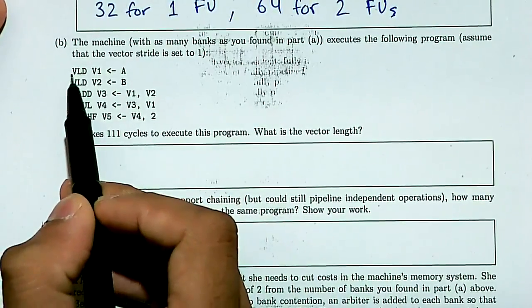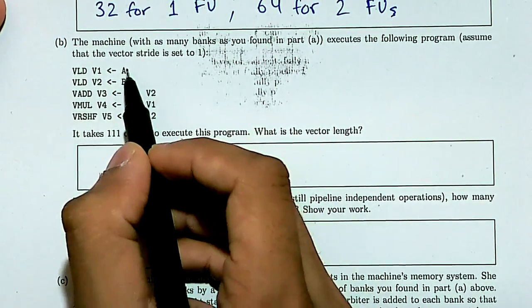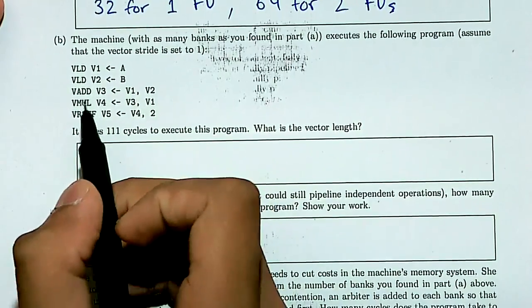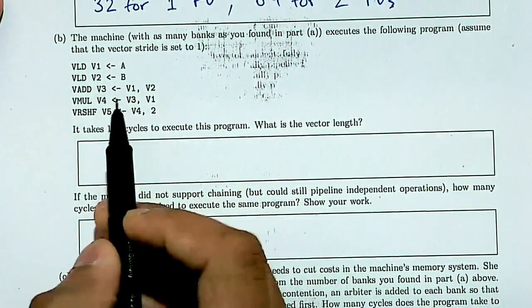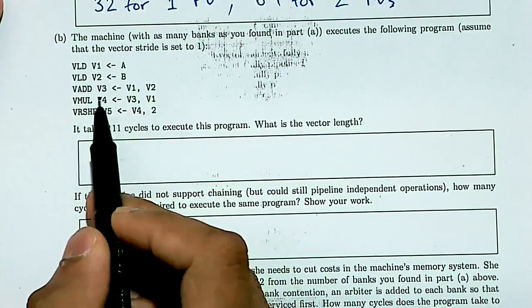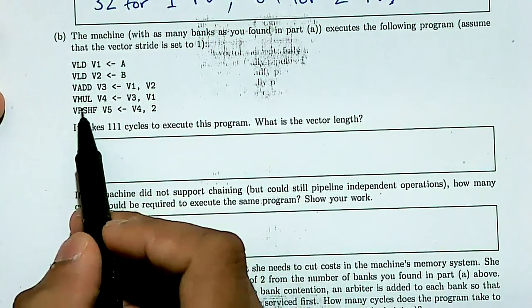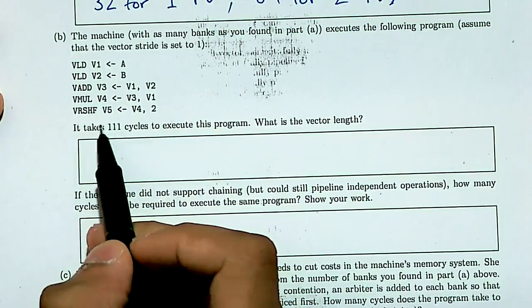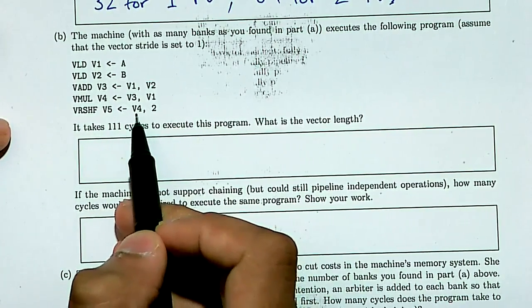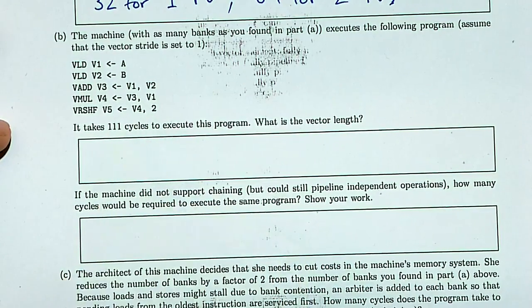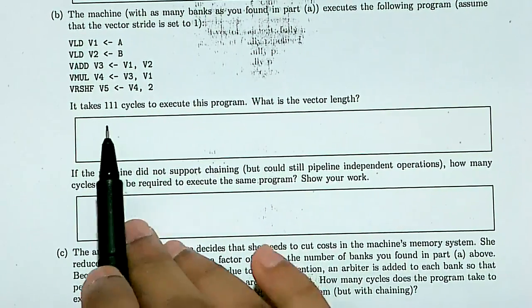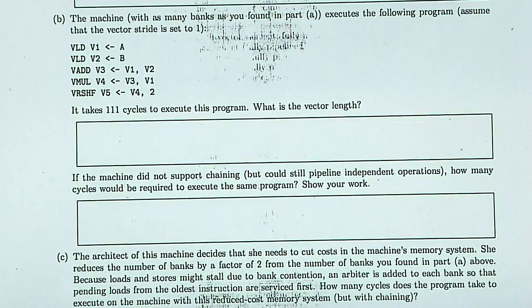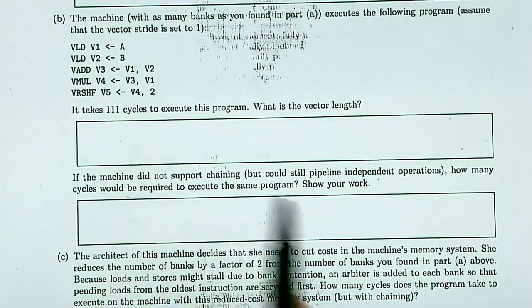We have a load to vector 1 from some input A, and then a vector load to vector 2 from some input B. We have an add of vector 1 and vector 2 into vector 3. We have a multiply of 3 and 1 into 4, and then a right shift of vector 4 by 2 going into the register V5. You're given that it takes 111 cycles to execute this particular piece of code, with the given hardware assumptions that we talked about before.